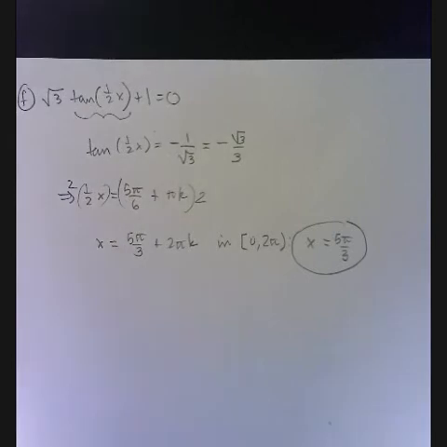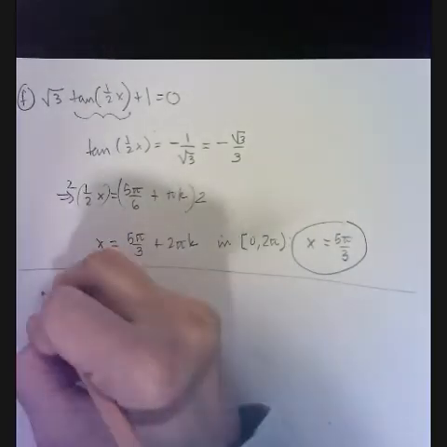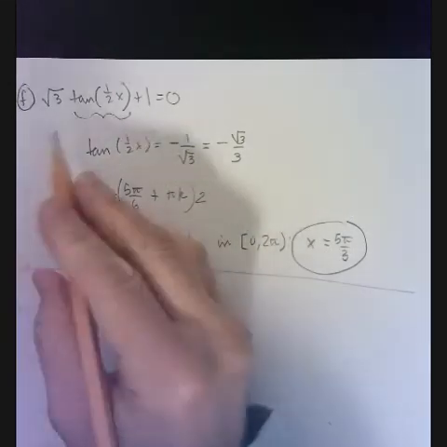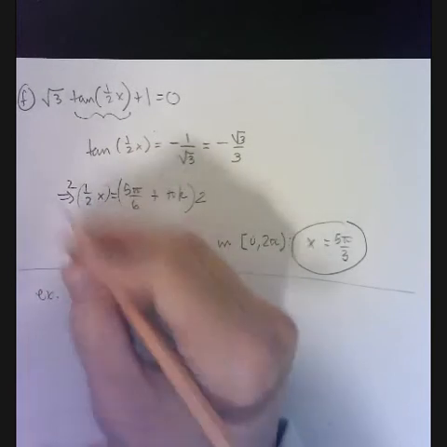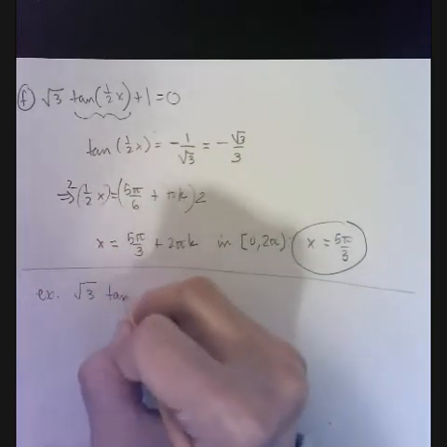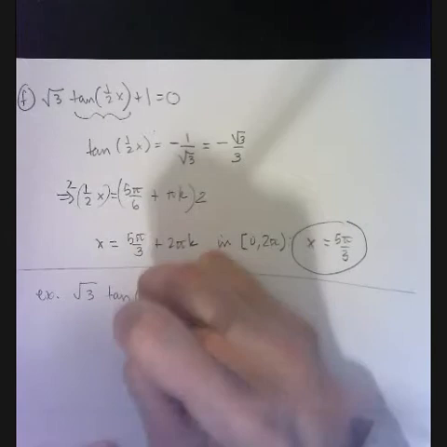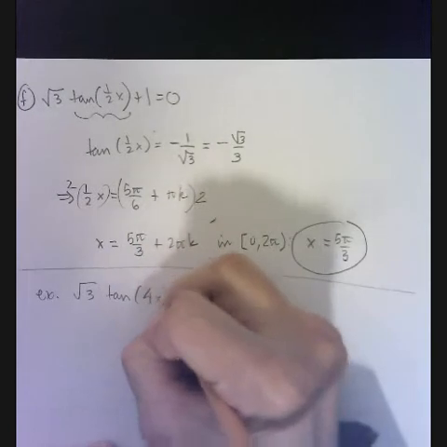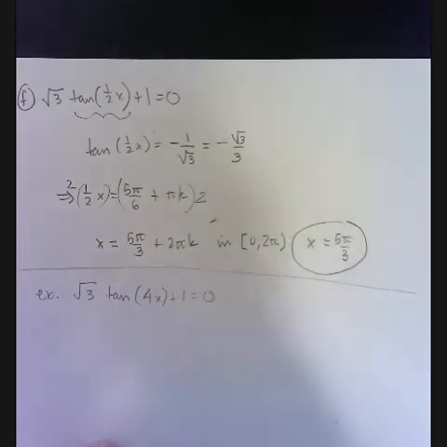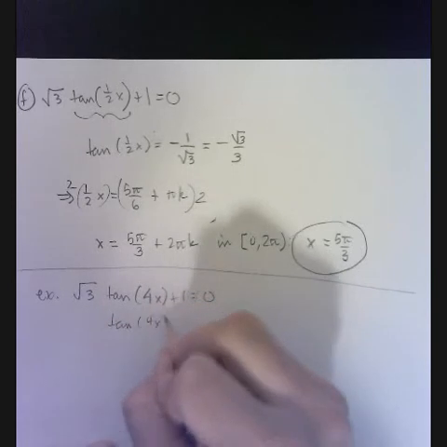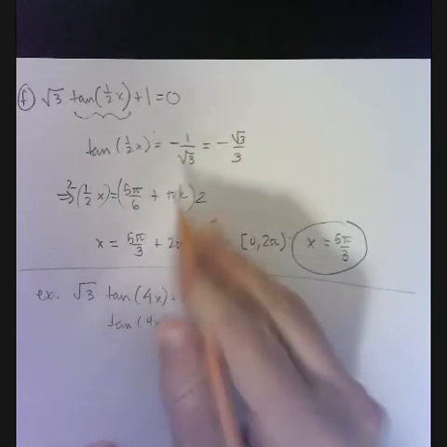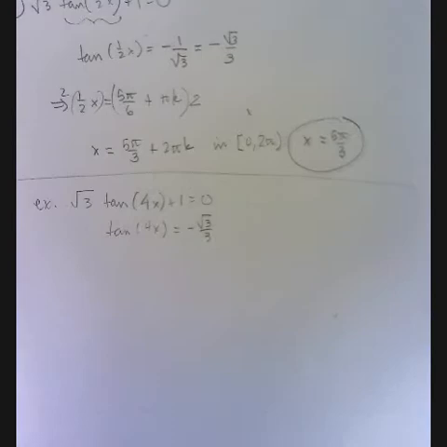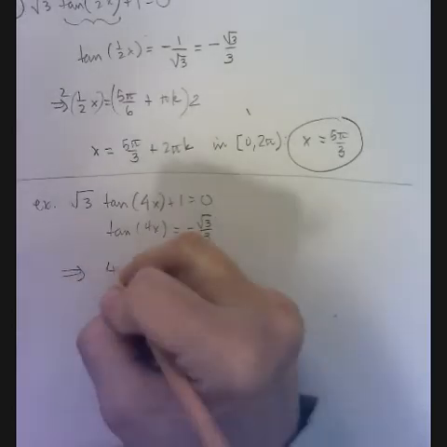Now, I'm going to add an extra example here. We'll just call it example. If I had changed, let's just use the same basic example, but I'm going to change this to 4x instead, okay? So we'd solve it the same way, but we got 4x equals negative 1 over square root of 3, which is negative square root of 3 over 3, okay?